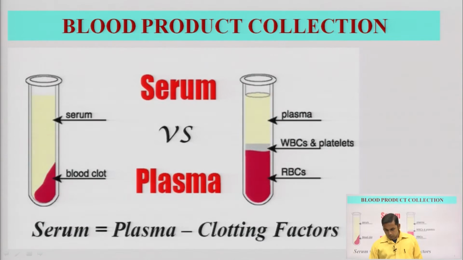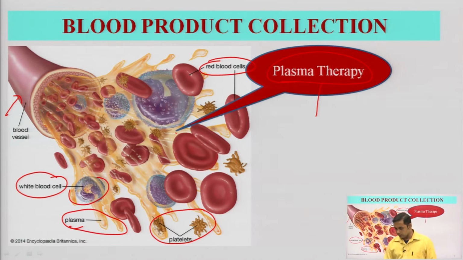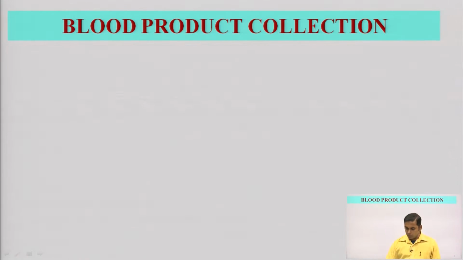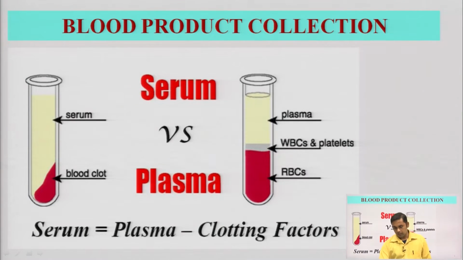Now, let me tell you about the differences. I think I have told you what the differences are between serum and plasma. It is very simple. This yellow part, in total, is called plasma. In plasma you have serum, and you also have some clotting factor. If you just remove the clotting factor, you will get the serum.